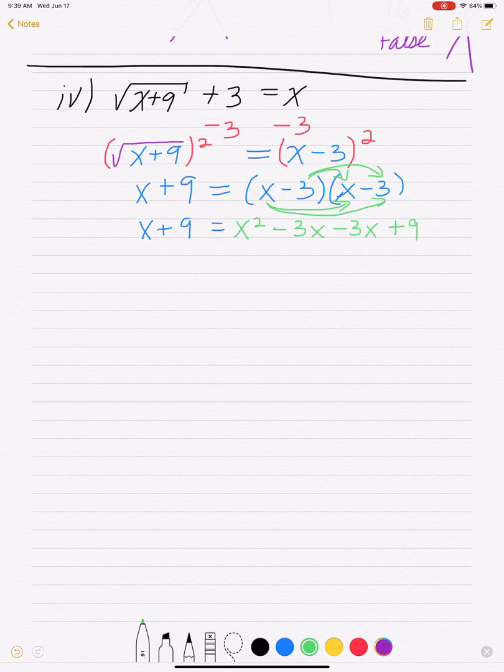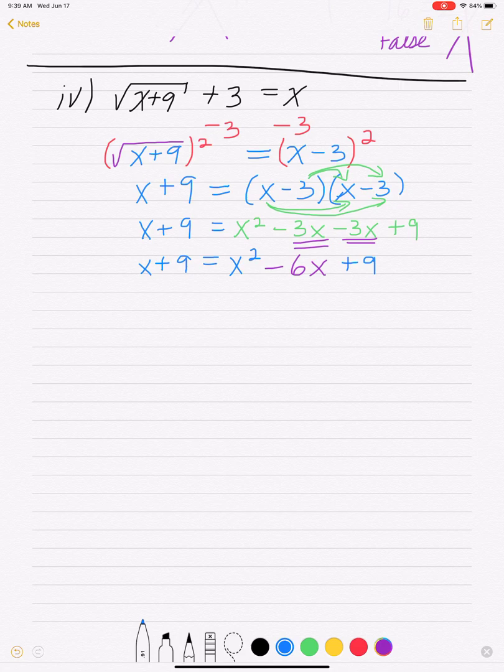All right. So I'm going to copy it on the left side. I'm going to clean up the right side. I have what? x squared. When I combine my like terms here on the right-hand side, I got negative 3x, and negative 3x is going to mean negative 6x. And then I got plus 9.